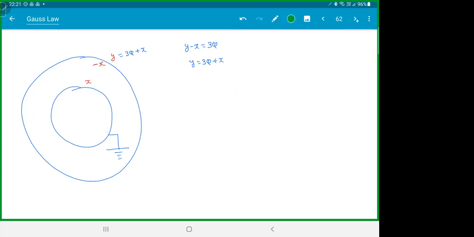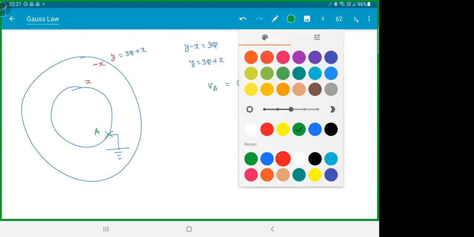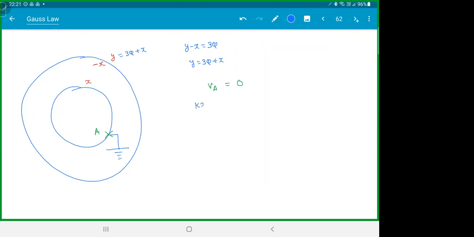Now, what is the potential here? 0, because it is grounded. That's it, calculate the potential. The inner shell contributes kx by r, the outer shell contributes k times y minus x by 2r, and this is 0. So x plus y minus x by 2 is 0, giving 3q by 2 is 0 after substituting. X is equal to minus 3q by 2. Done. Check.